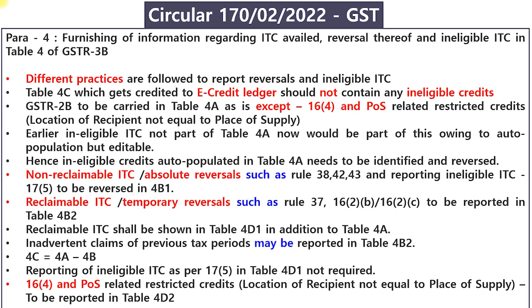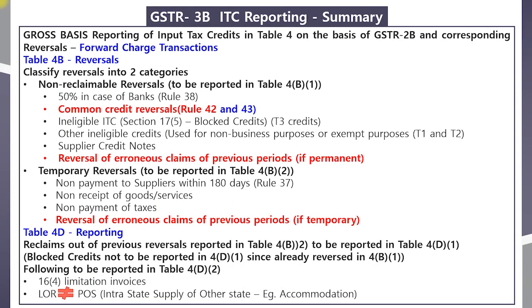So to understand the gist of this circular, we have to keep the principles in mind: only eligible credits travel to the electronic credit ledger, permanent reversals are to be reported in 4B1, and temporary reversals are to be reported in 4B2. I think if we understand these things principally, we are good to go. Based on these principles, we can classify the reversals into two categories. So in 4B1, that is the permanent reversals, we will be doing the 50% in case of banks and financial institutions.